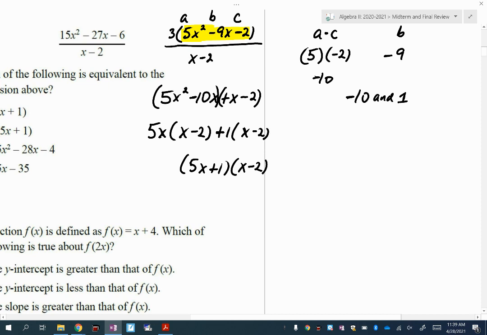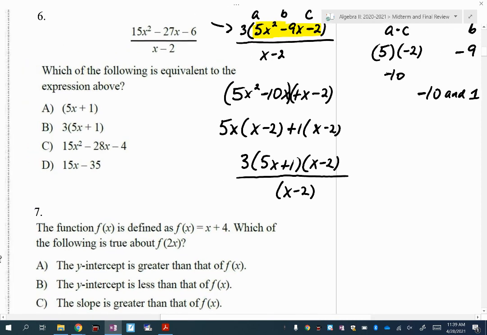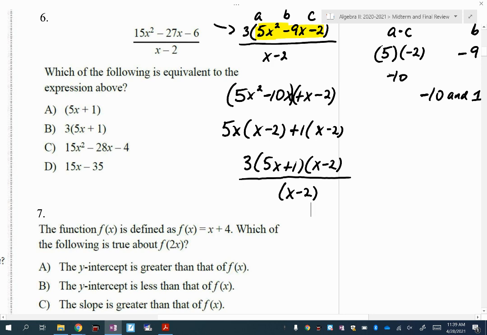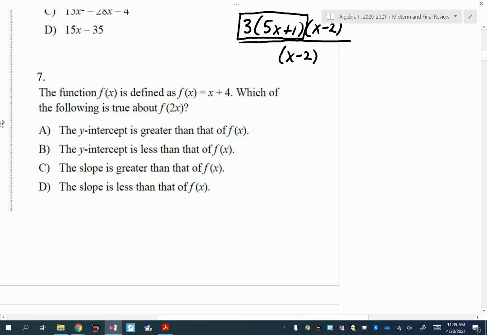Don't forget, we did have a 3 right at the beginning of this that we factored out, so bring that down, and your denominator was x minus 2. You should notice now that we're crossing out x minus 2's, so what's remaining is going to be our answer, which is 3 times 5x plus 1, or letter B. Okay? All right, number 7.